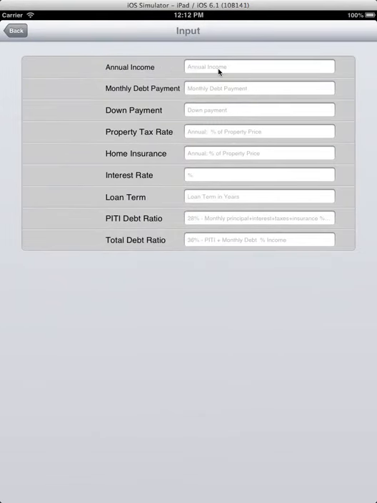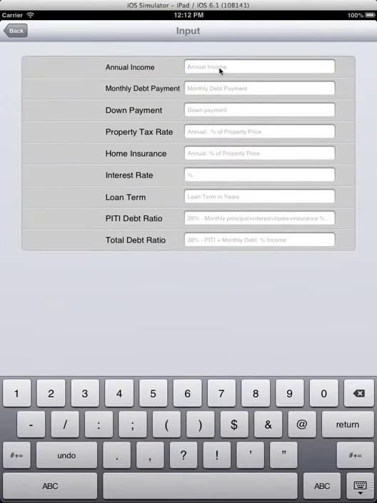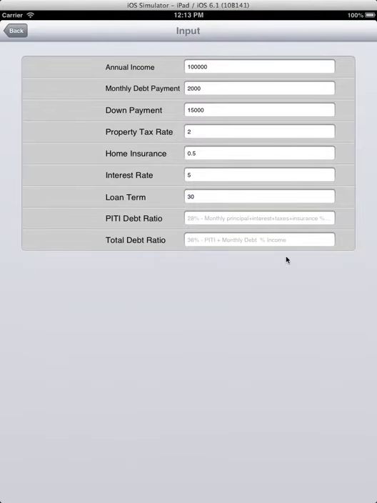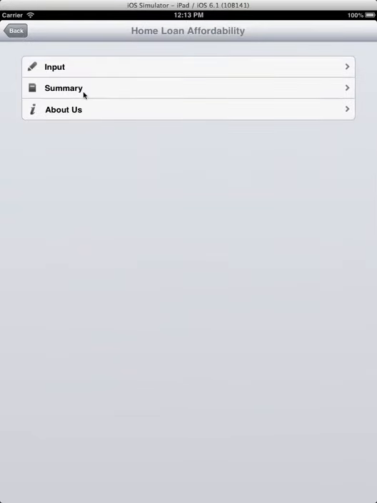Here we enter the inputs. Say annual income is 100,000, and monthly debt payment is 2,000. Down payment in dollar amount is 15,000, tax rate is 2%, property insurance is 0.5%, interest rate is 5%, loan term is 30 years, and the PITI or total debt ratios are all default, 28 and 36%, but you can also change them.